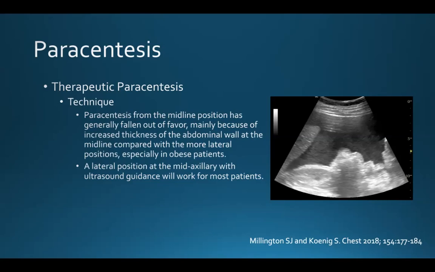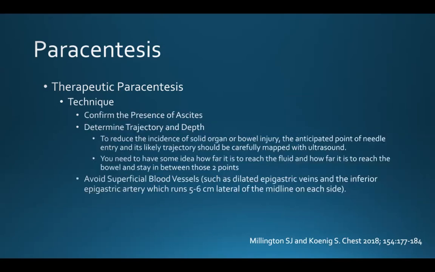A lateral position at the mid-axillary line with ultrasound guidance will work for most patients because you can use ultrasound like this image and see where a large pocket of fluid is located and choose your site appropriately. With ultrasound, you can confirm the presence of ascites. You can determine the trajectory and depth for needle access.